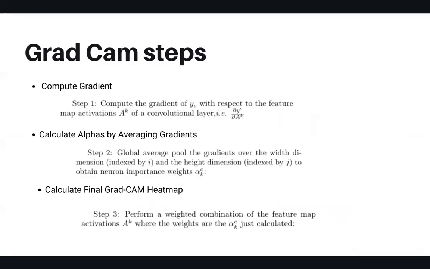Just to go through the steps textually, we compute the gradients of YC with respect to the feature map activations AK of a convolutional layer. Then we compute the alphas, which are the average of these gradients, and then we calculate the final GradCam heat map by computing the weighted combination of the feature maps based on their alphas.